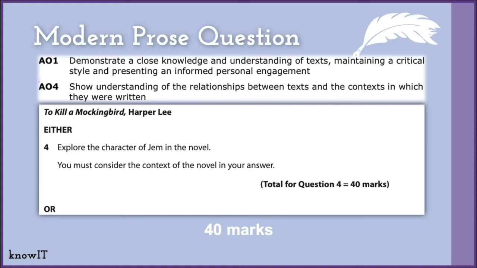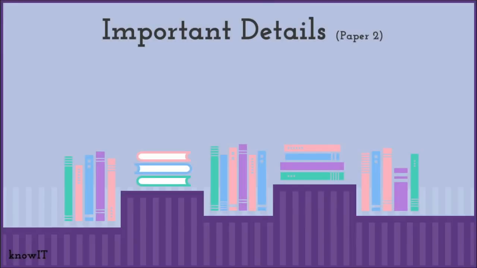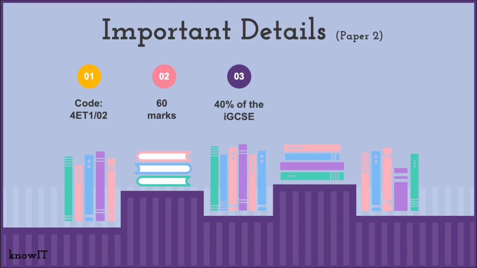Okay, so we're done with paper 1. Let's get on to paper 2. So first of all, as always, we're going to look at the code of the paper, which is 4ET1/02. Next, this paper is for 60 marks, lesser than the previous one, which was 90 marks. So this one is 60 marks, and it constitutes 40% of the iGCSE.